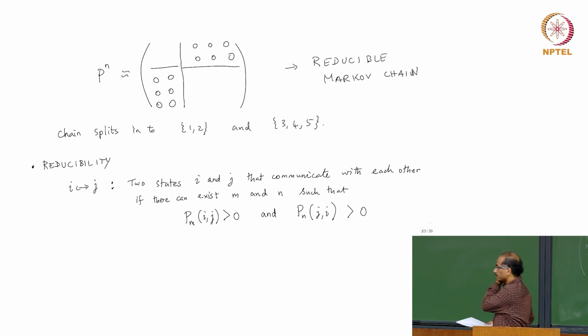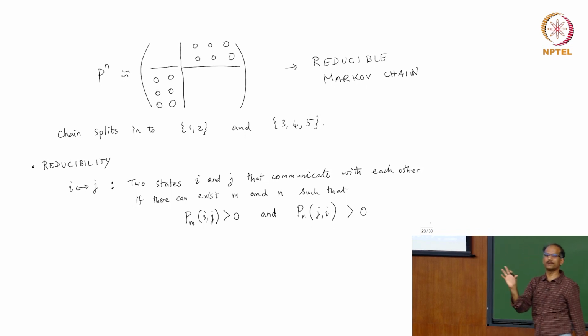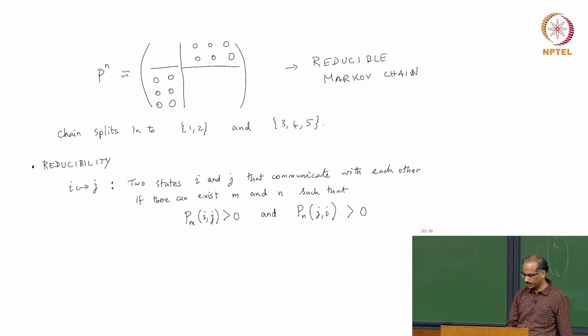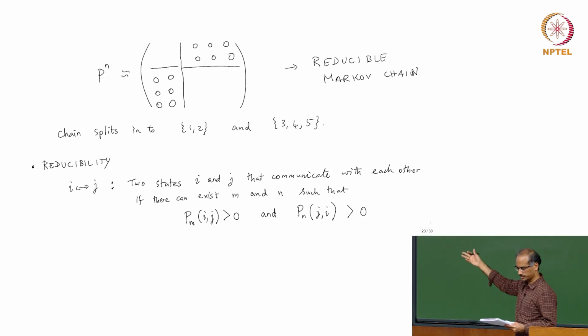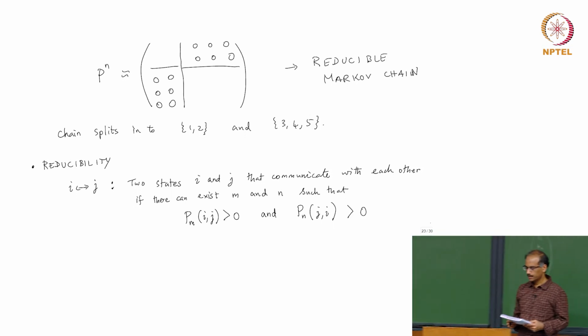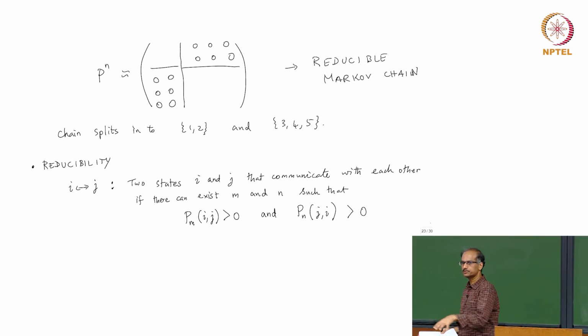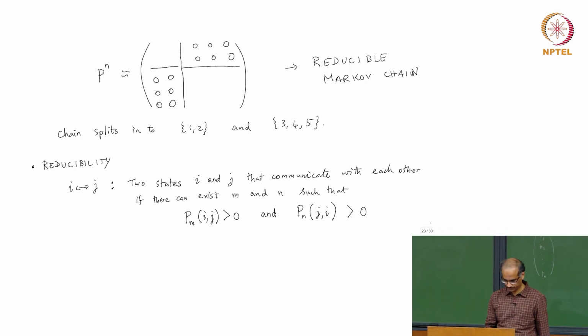So all the states which satisfy this make up a communication class. Like in the previous case, 1 and 2, and 3, 4, 5 separately satisfy this. So there are two communication classes in the previous problem. That's what you would say. And if your entire matrix P or your Markov chain has one communication class alone, then you would say that it's irreducible.